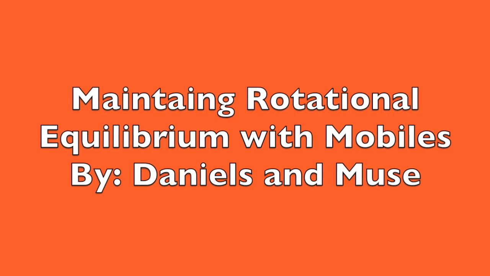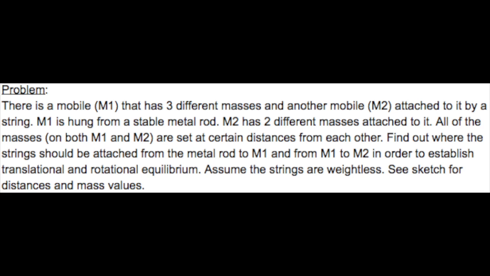Maintaining rotational equilibrium with mobiles. There is a mobile M1 that has 3 different masses and another mobile M2 attached to it by a string. M1 is hung from a stable metal rod. M2 has 2 different masses attached to it. All of the masses on both M1 and M2 are set at certain distances from each other.